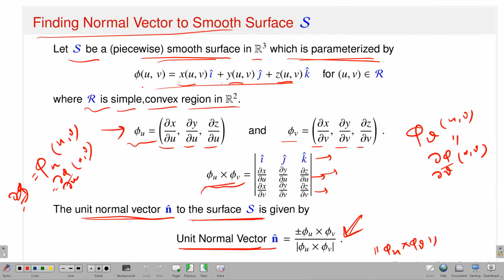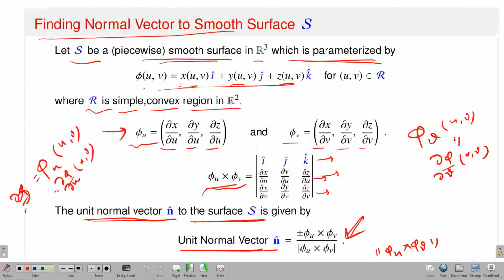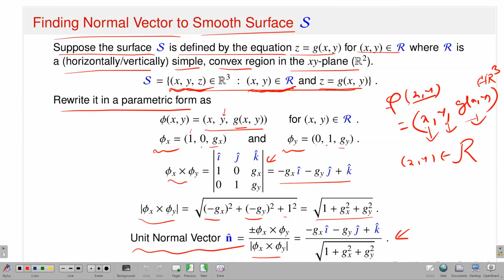And the earlier one, if I have a parametric representation of my surface, is the corresponding definition of the unit normal vector. Okay. So, finding a unit normal vector of a smooth surface. The first one is the parametric. If I have a parametric representation of my surface, then this is the corresponding formula for the unit normal vector. If I have an explicit representation of my surface, then this is the corresponding formula.